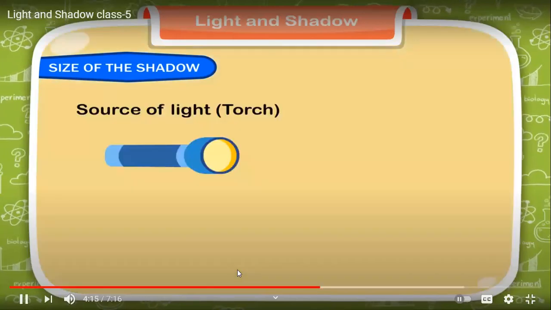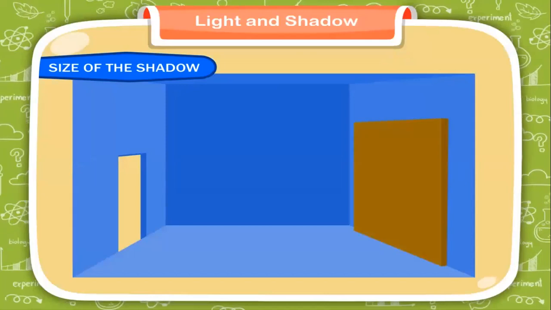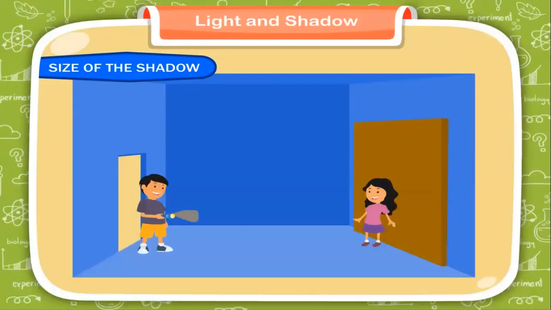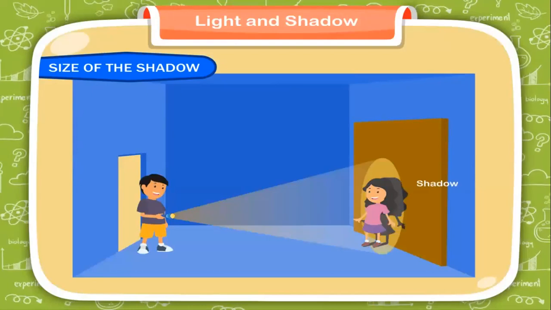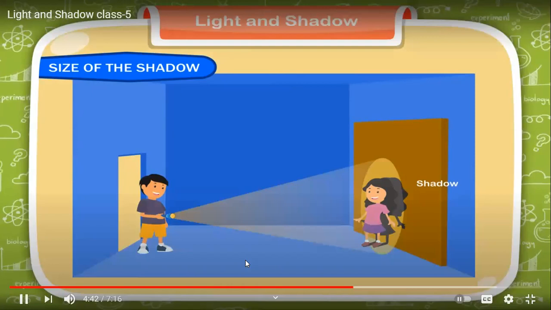Take a source of light and a cardboard screen. In a dark room at night, place a cardboard screen at one corner of the wall. Ask your brother or sister to stand in front of the cardboard screen. Allow the light from a torch to fall onto your brother or sister. Can you see the shadow on the cardboard screen? You can see the size of the shadow is equal to the size of your brother or sister.